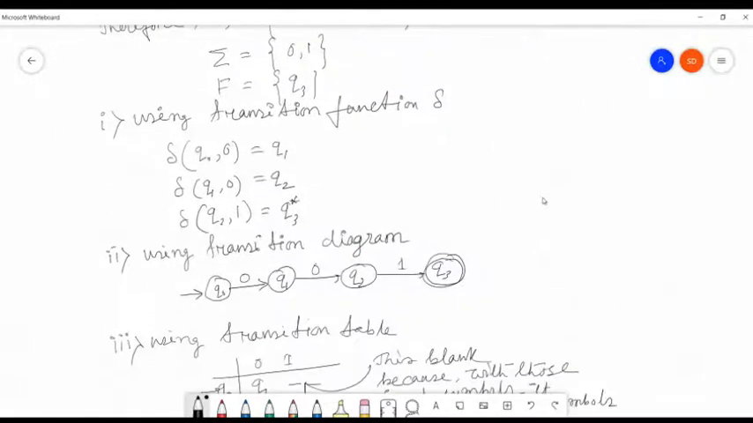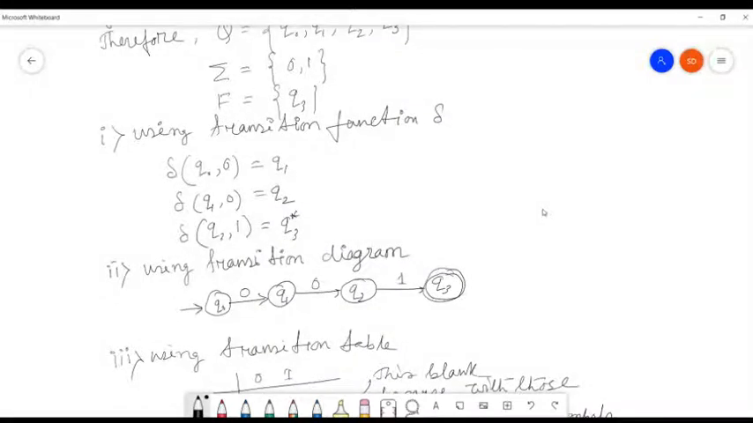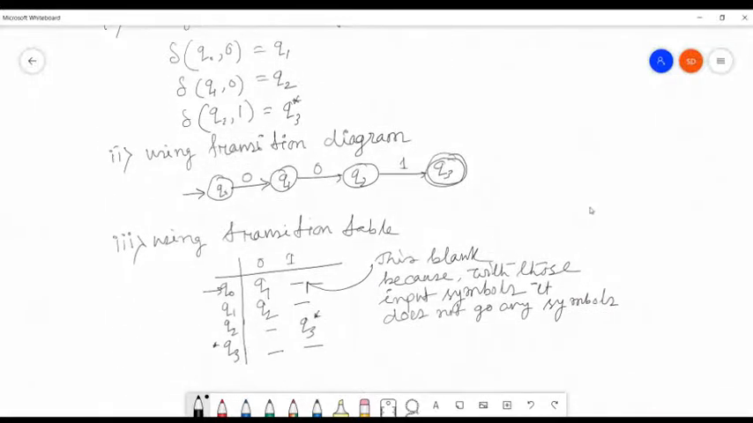For the transition function, the process will be: for Q0, taking 0, it will go to Q1. For Q1, taking 0, it goes to Q2. From Q2, taking 1, it goes to Q3, which is the final state. For the transition diagram, we start at Q0 and put the arrows as we go along to accept the string, and at Q3 we get the string accepted.